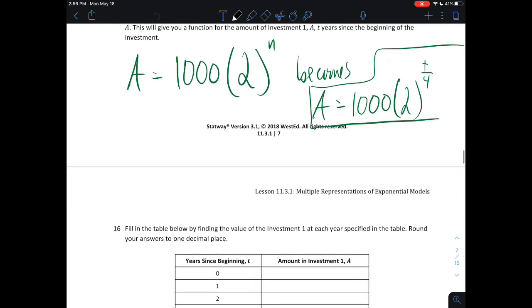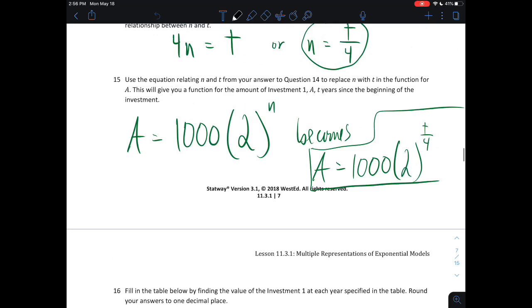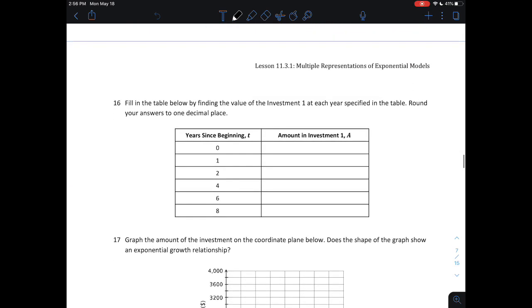Turning the page, number 16, fill in the table below by finding the value of the investment at each year specified in the table. Round your answers to 1 decimal place. So now we're going to pick up where we left off using that formula, A equals 1,000 times 2 raised to the t divided by 4. And we're going to replace t with the numbers that we see in the column, 0, 1, 2, 4, 6, and 8. So maybe grab a piece of scratch paper if you need to.